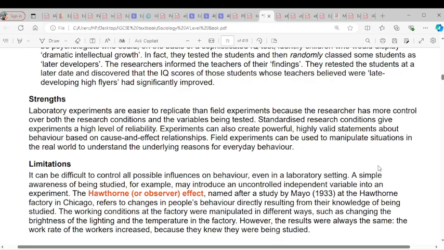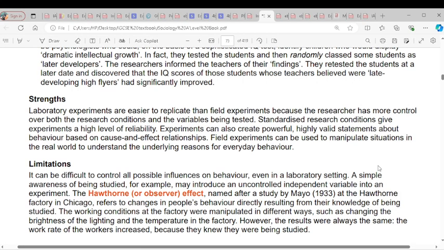So what are the problems about field experiments and laboratory experiments? It can be difficult to control all possible influences on behavior, even in laboratory settings. A simple awareness of being studied, for example, may introduce an uncontrolled independent variable into the experiment. That's what we call the Hawthorne effect. The Hawthorne effect means the presence of the interviewer has influenced the behavior of the respondent or the participants. We call it the Hawthorne effect.